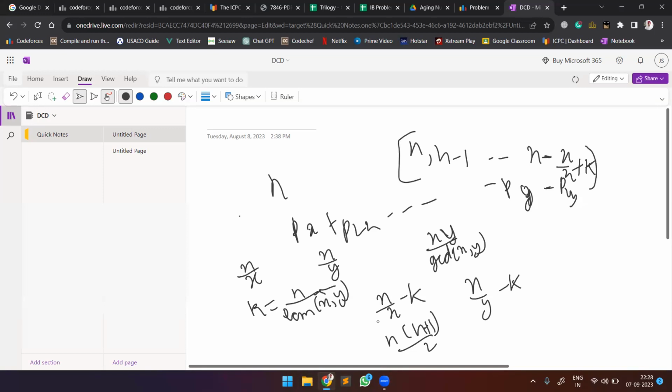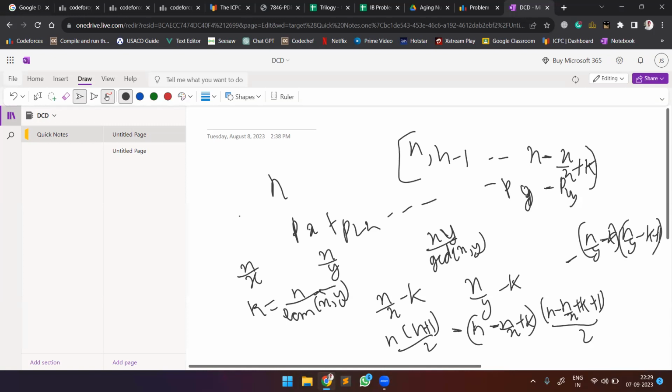So in order to calculate the sum of this, I can just take the sum of 1 to n and subtract the sum of 1 to this number. So what I can do is n into n plus 1 by 2 minus n minus n by x plus k into n minus n by x plus k plus 1 upon 2. And I have to subtract the numbers in y also, right? So for y it is simply n by y minus k into n by y minus k plus 1 by 2. So this is a simple formula for this question.